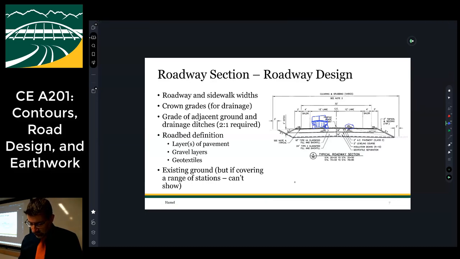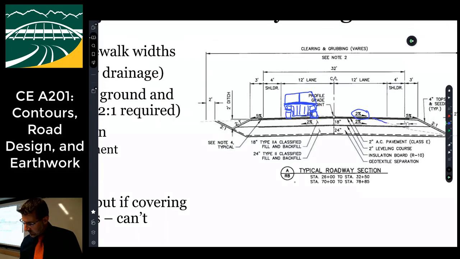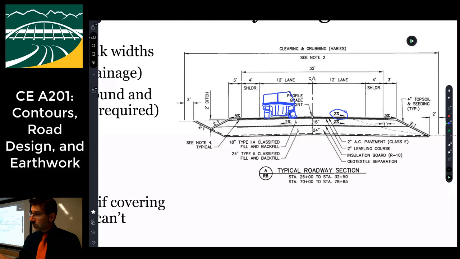Let's see if I missed anything. So there's a note here about existing ground. In here, you can see this dashed line. This is the existing ground. And of course, your proposed ground, which is this ditch, has to meet up somewhere at the edge of your cross section with your existing ground, and that will define basically how wide your project is, right? And you'll notice here there's a 2-foot definition that you have to clear and grub past where this is going to hit, right?